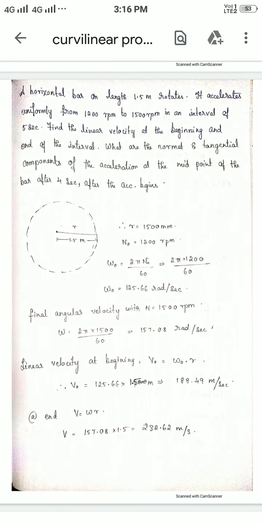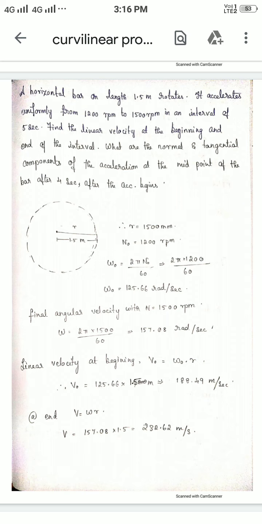It states that a horizontal bar of length 1.5 meter rotates. It accelerates uniformly from 1200 rpm to 1500 rpm in an interval of 5 seconds, that is t is equal to 5 seconds. Find the linear velocity at the beginning and at the end of the interval.